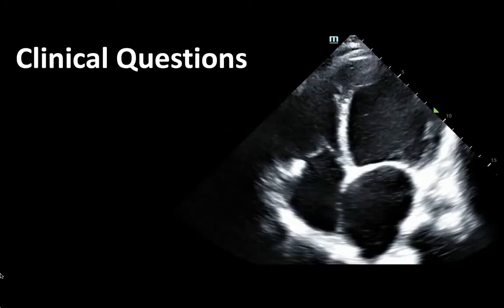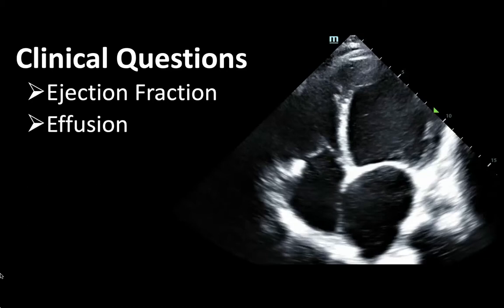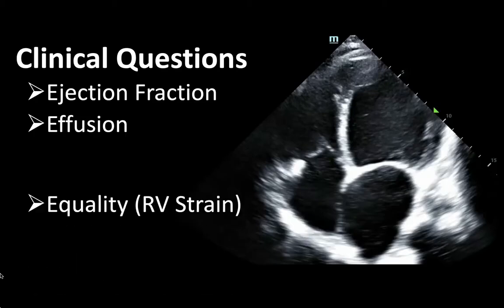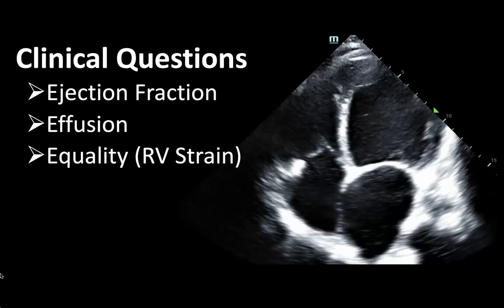Answer on your focused bedside cardiac ultrasound. The first question is, what is the ejection fraction? So is the heart squeezing normally, or does it have a depressed ejection fraction? Second, we look for effusion, so namely, is there a pericardial effusion or fluid around the heart? Thirdly, we assess for equality, so we look at the difference between the right and left ventricle, which could be an indicator of right heart strain.